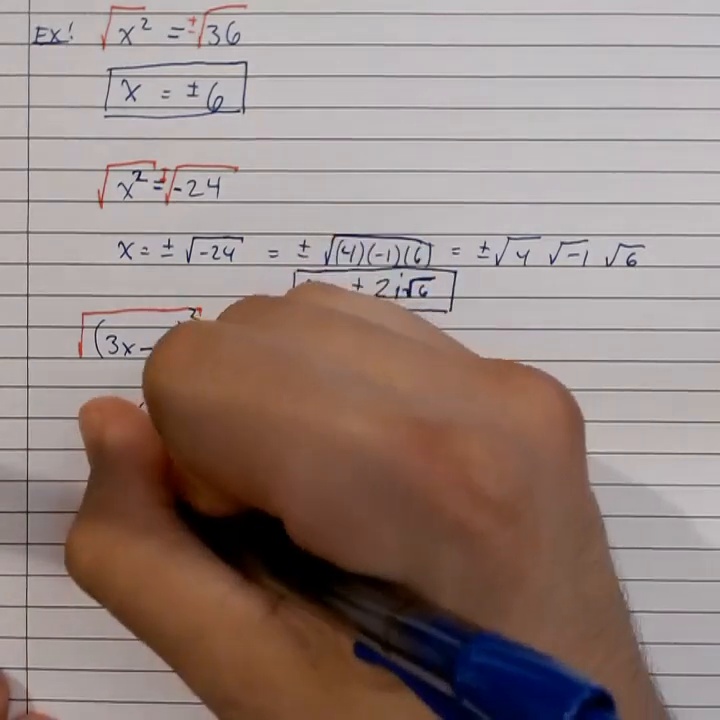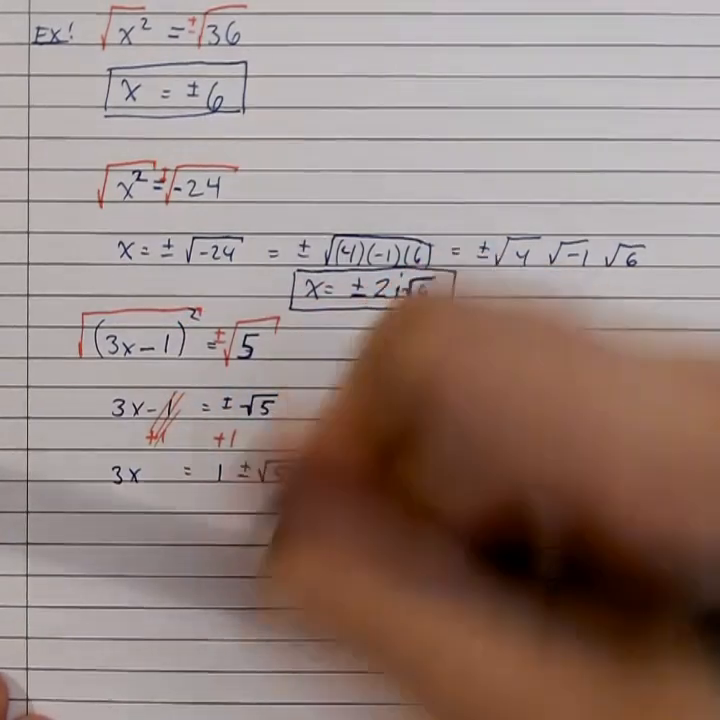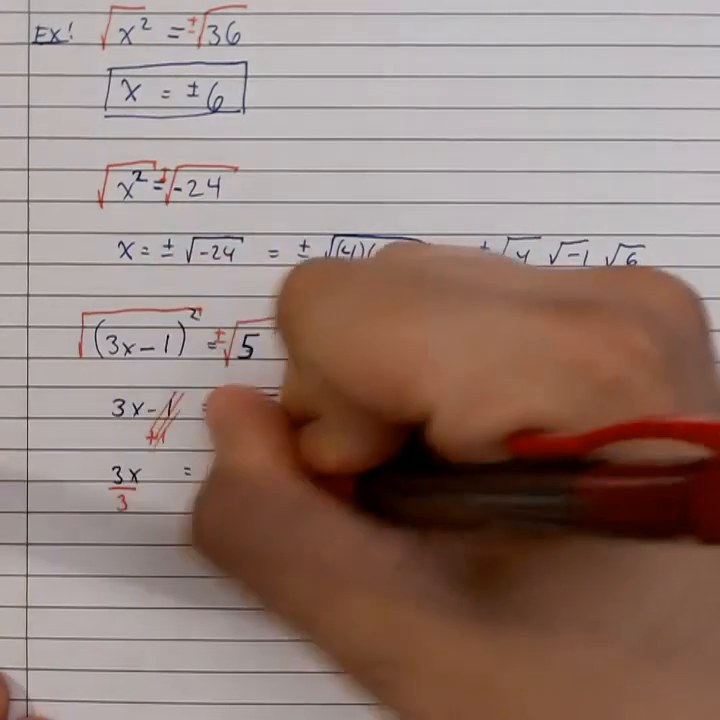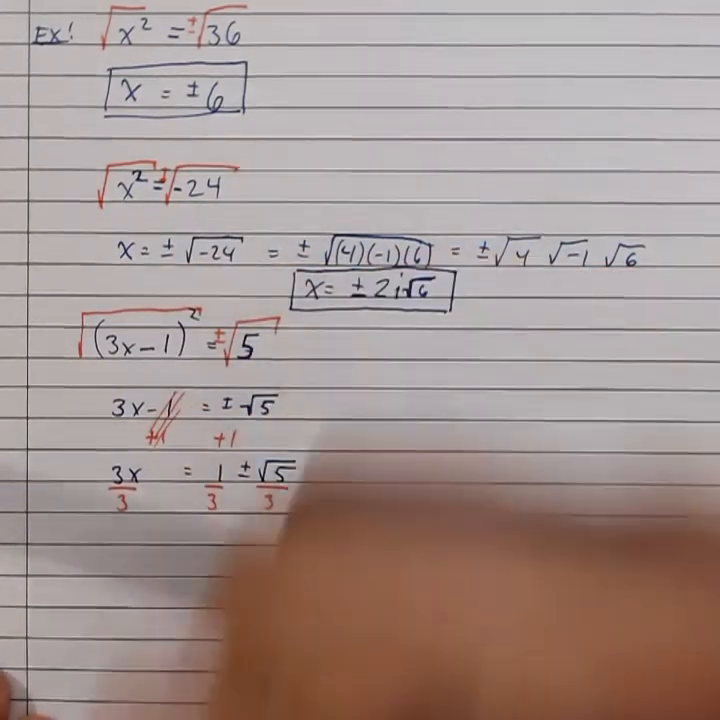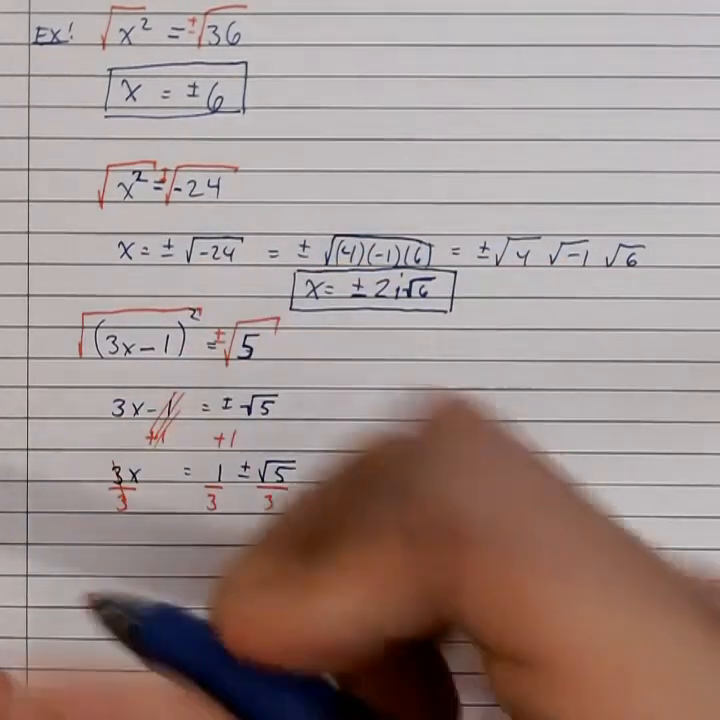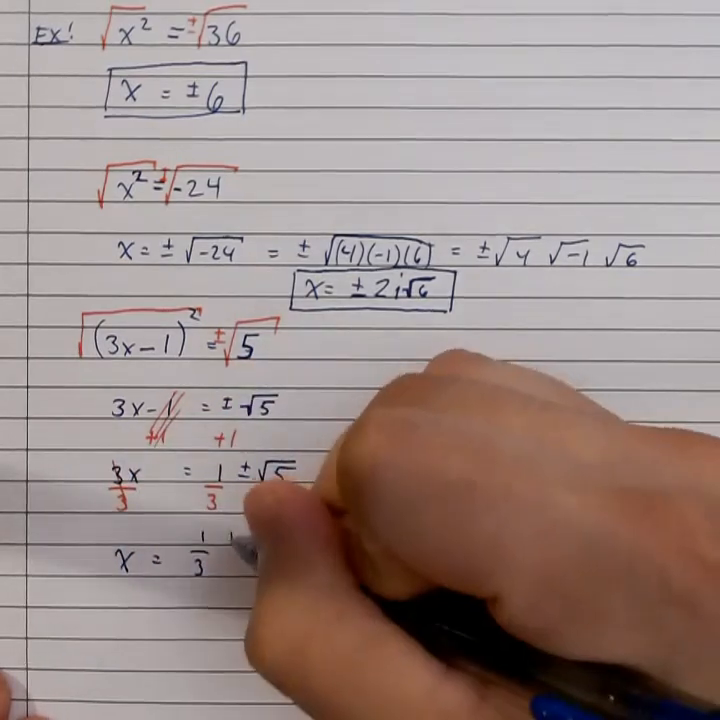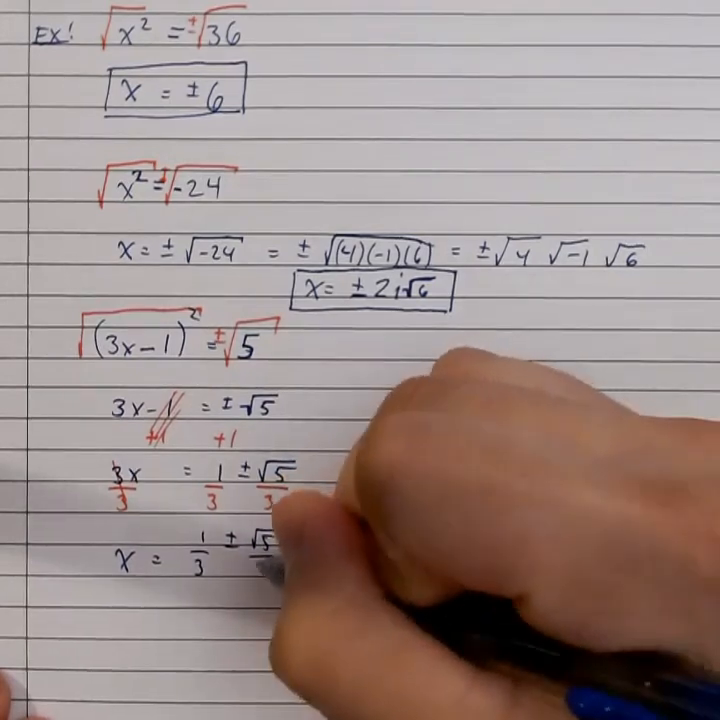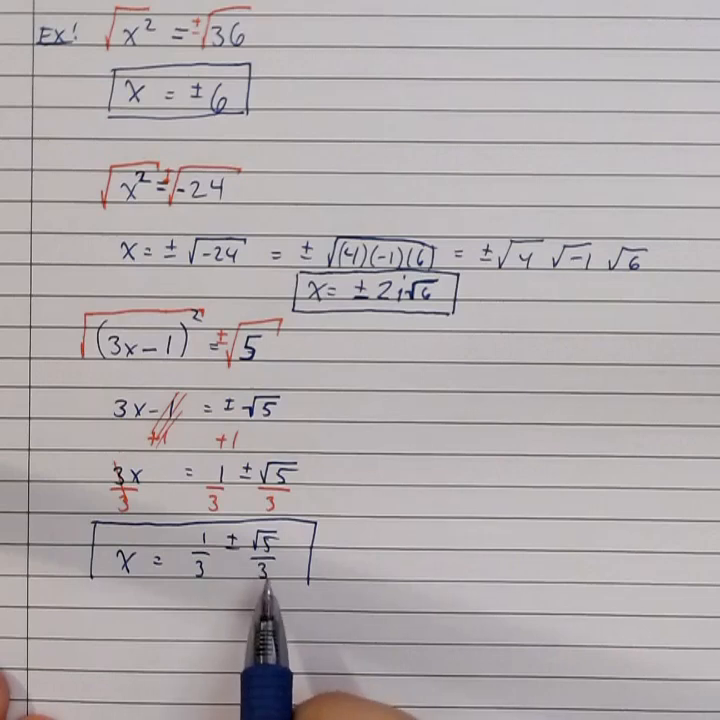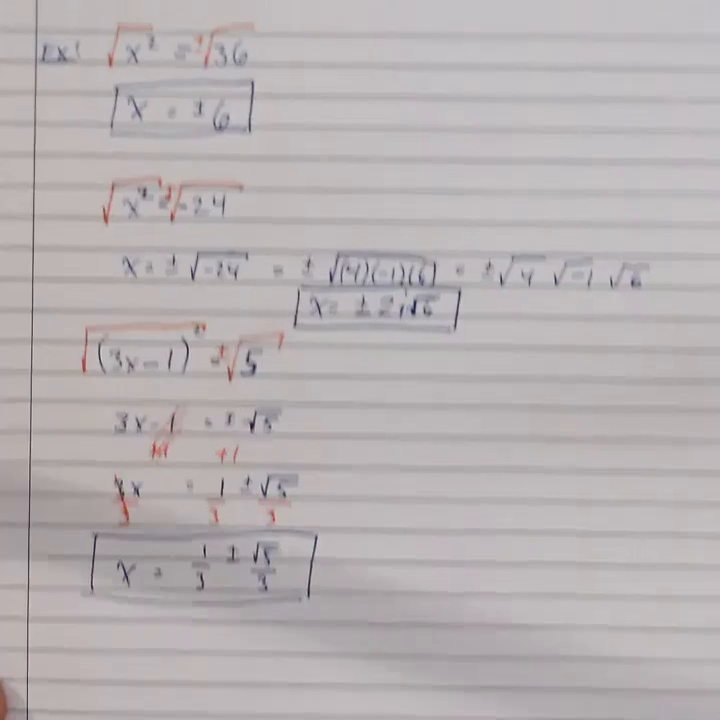So here I'm going to have 3x equals 1 plus or minus the square root of 5. And then I can go ahead and divide everything by 3. Here, here, and here. So now 3 divides 3 to give me 1. That's what I want. I want 1x. Over here I get 1/3 plus or minus the square root of 5 over 3. And again, that's two different answers: 1/3 plus square root of 5 over 3, and separately 1/3 minus square root of 5 over 3. And these are our results.